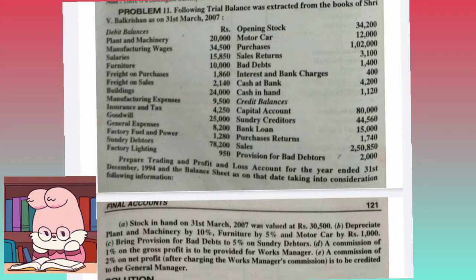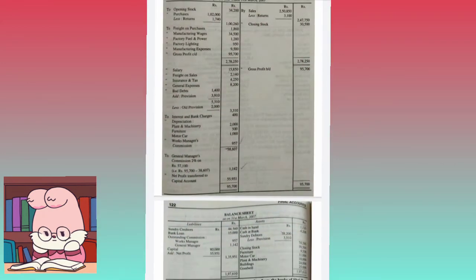So let's solve the solution for this. Trading and profit and loss account of Sri V. Balakrishnan for the year ended 31st March 2007. Debit balance, plant and machinery will go to the asset. For plant and machinery we have an adjustment of 10% depreciation. 20,000 into 10%, 2,000.